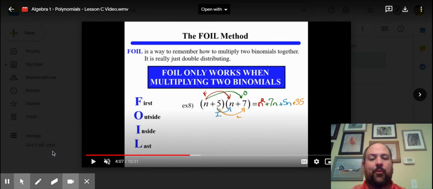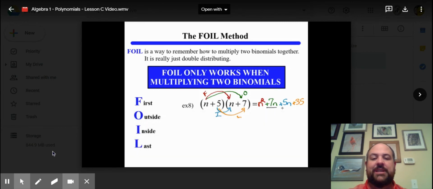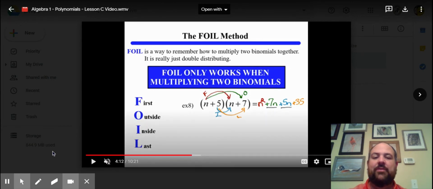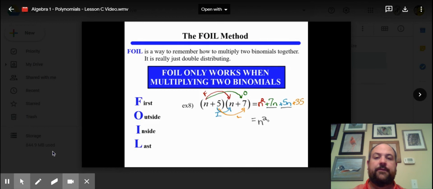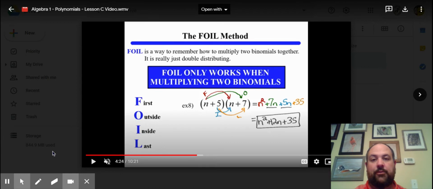You do want to be careful when you multiply here, though, because if I look at what I have, n squared plus 7n plus 5n plus 35, that's not quite my final answer. I would want to go a step further and notice that the outside multiplication and the inside multiplication are actually like terms, 7n plus 5n. So what I'm going to do is combine those, and rewrite my answer in standard form, largest exponent first. So n squared plus 12n when I combine those two multiplications, plus 35. There's my final answer, n squared plus 12n plus 35.